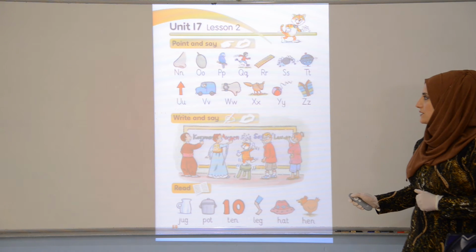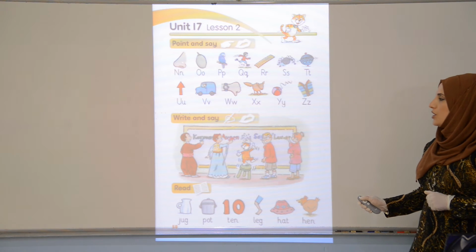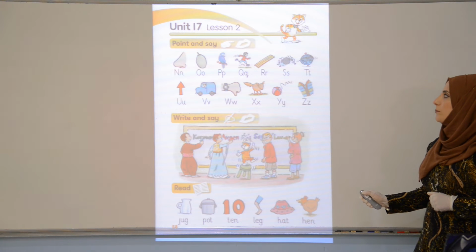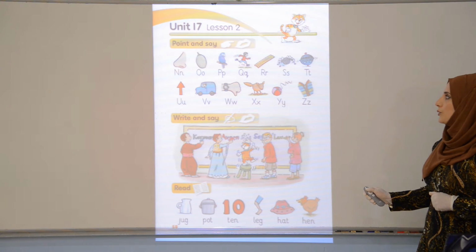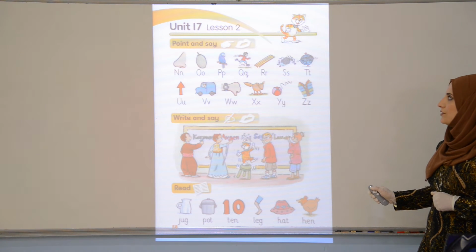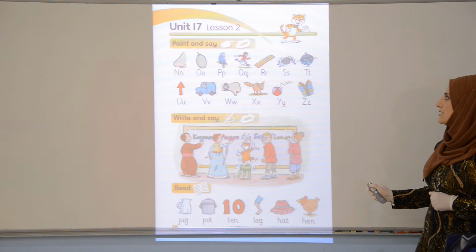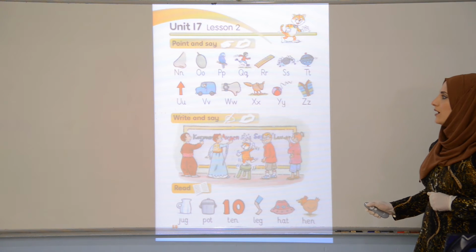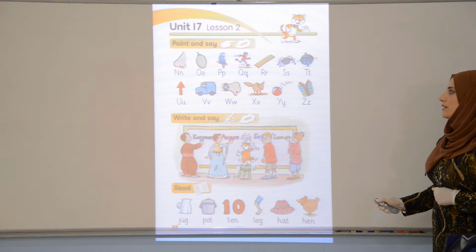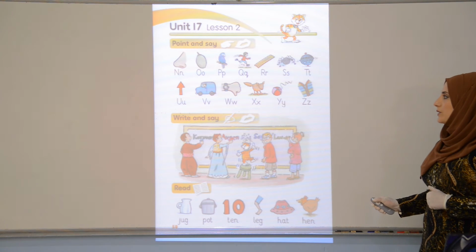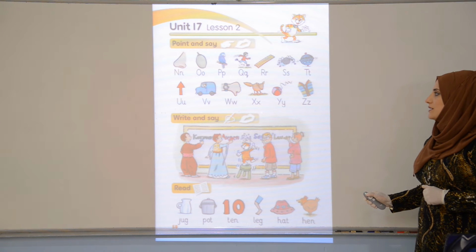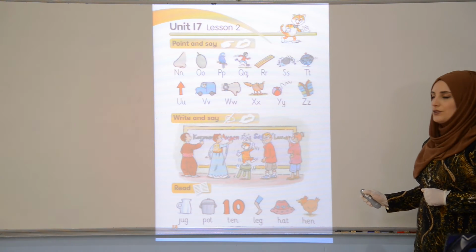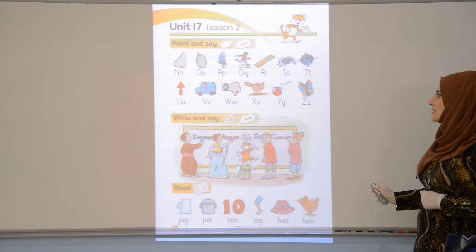Okay, letter sound is N, nose, O, olive, P, parrot, Qu, quickly, R, ruler, S, spider, T, top, U, up, V, van, W, watch, X, fox, Y, yo-yo, Z, zip.